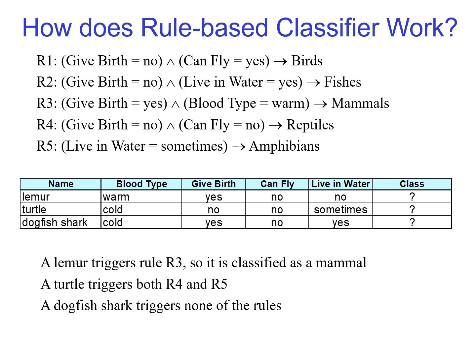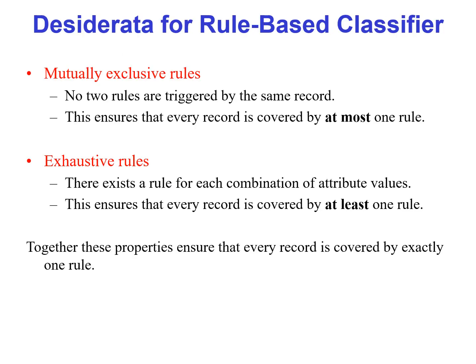Similarly, for the next element, that is turtle, it satisfies both R4 and R5. So it may come under reptile and mammal. Then dogfish shark triggers none of the rules. So like that, some distinct things will come. Because the shark gives birth, but it lives in water, and its blood type is cold. So we won't match. In that case, we need to redefine the rules, or use mutually exclusive rules or exclusive rules. Like that, we can have some refinement.